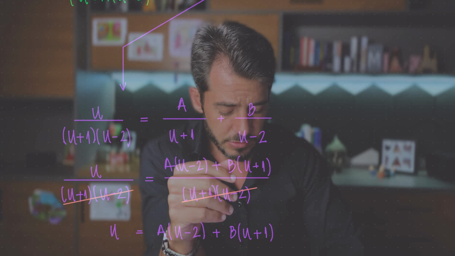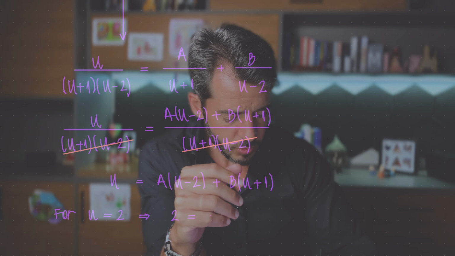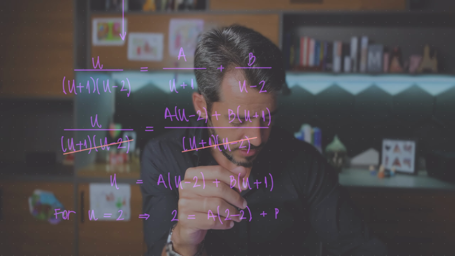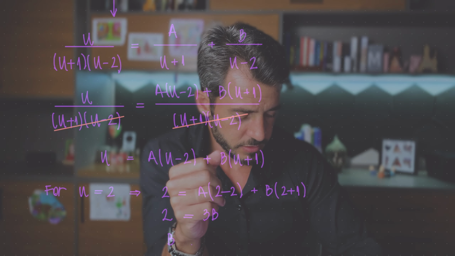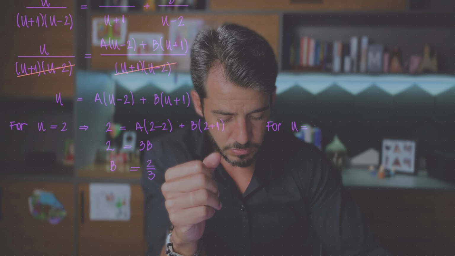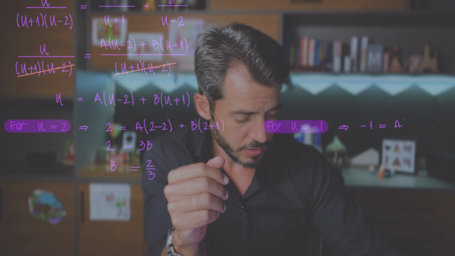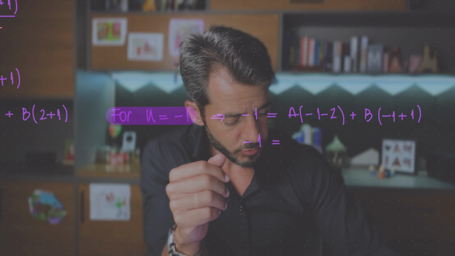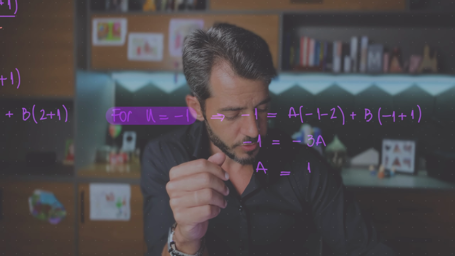Well, we can replace, for example, u by 2. And when we do that, we have 2 equals a times 2 minus 2, which is just 0, plus b times 3. So 2 is equal to 3b, therefore b is 2/3. And then we do the same for u equal to -1. We have -1 equals a times -3 plus b times 0. So -1 equals -3a, so a equals 1/3.